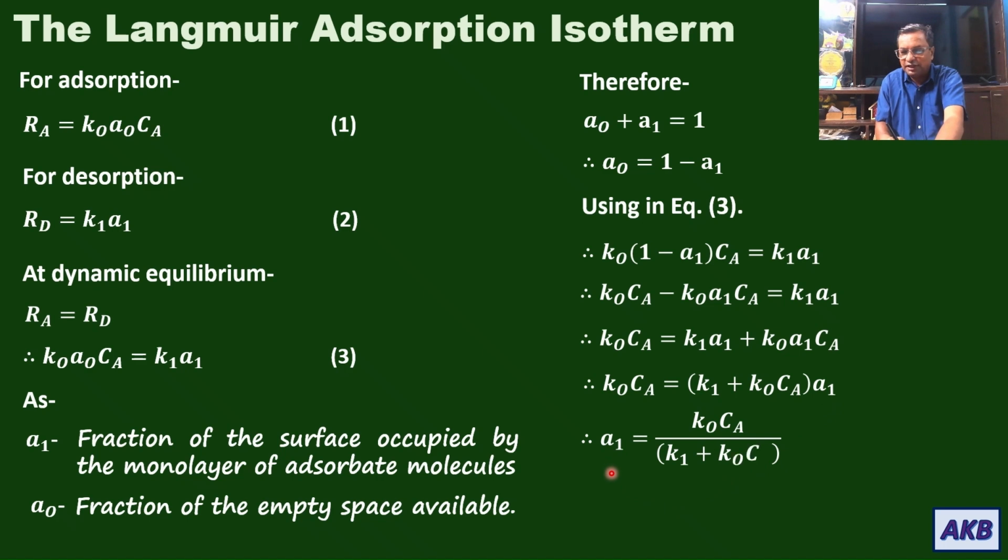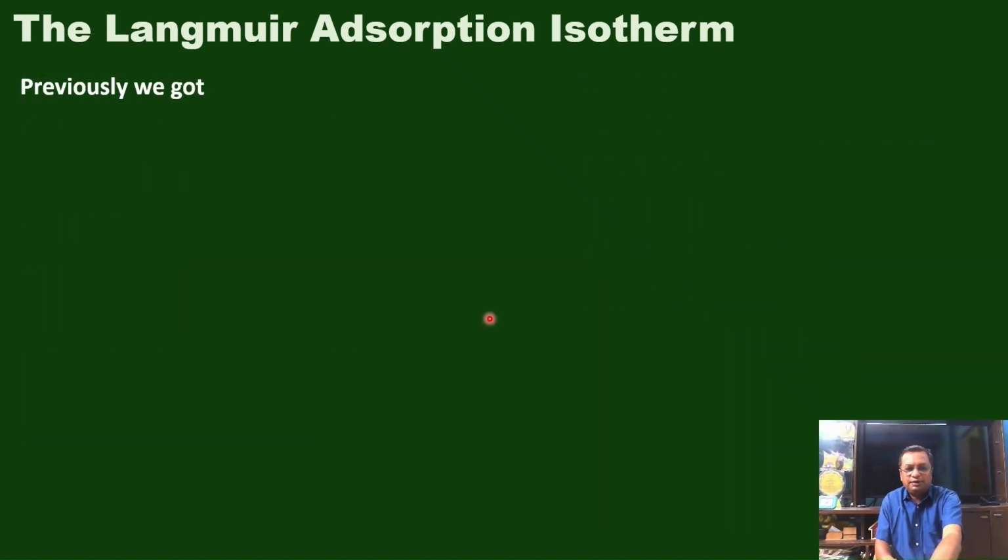That will give me an equation for A1. So A1 will be K naught into CA divided by (K1 plus K naught into CA). At the end of this particular discussion, I get an equation for A1. Let us move ahead. Previously we got the equation for A1. What is that equation?